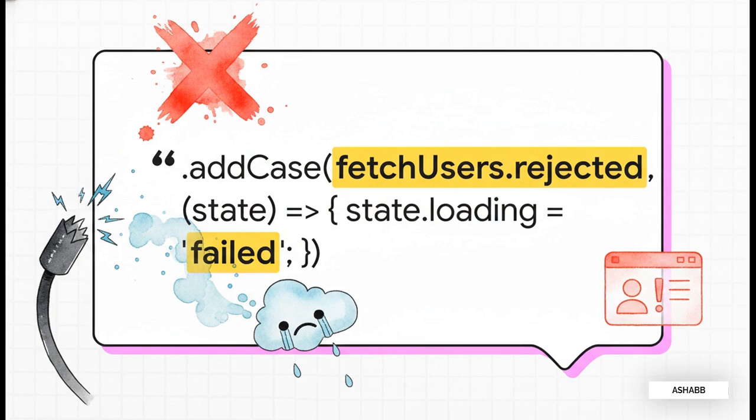And of course, we have to handle when things go wrong. We add one more case for fetchUsers.rejected. If the API fails for any reason, this listener catches it. Now you can update your state to show an error message to the user. And just like that, you have a complete, super robust system for handling asynchronous code.